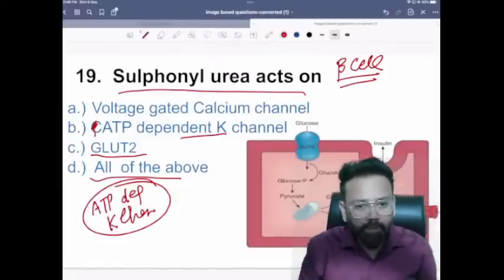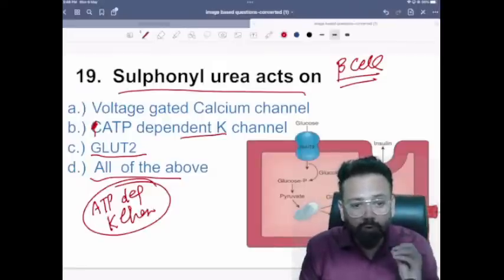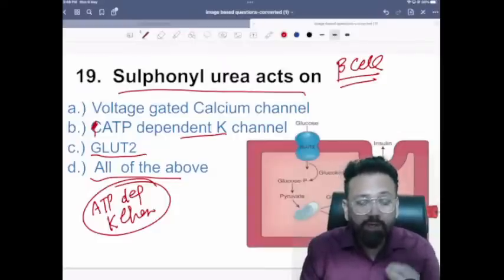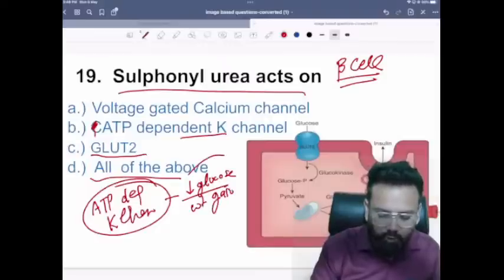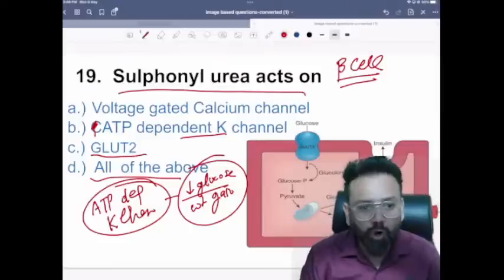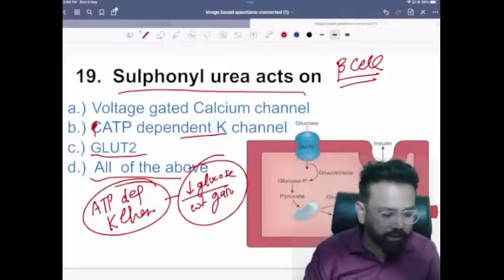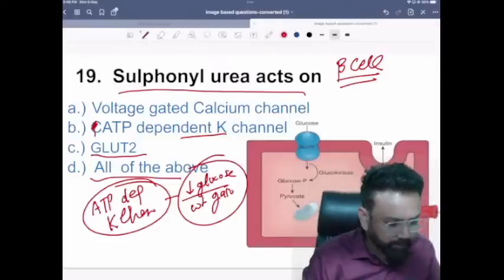Normally when we take glucose, insulin will come out. But when you take a sulfonylurea drug, even without food, insulin is coming. So these drugs can cause hypoglycemia. These drugs can cause weight gain. These two are very commonly asked questions. The most common side effects of sulfonylurea are weight gain and hypoglycemia because they work on the ATP dependent potassium channel. Okay, is this clear?